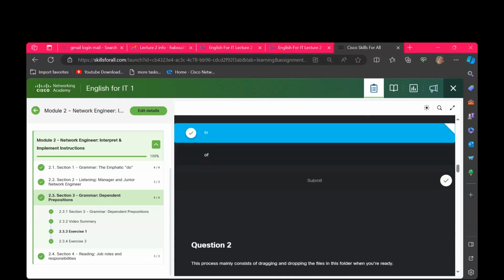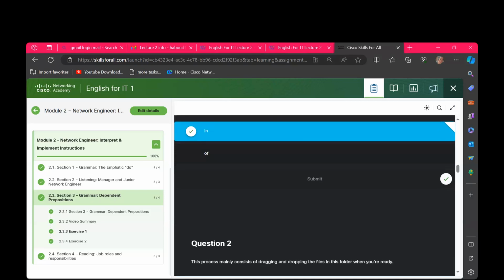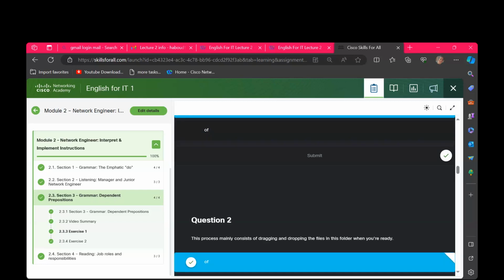Question number two. This process mainly consists of dragging and dropping the files. Dragging سحب الملفات and dropping it in this folder when you're ready. أقرأ تاني. The process mainly consists of dragging and dropping the files in this folder when you're ready. ها سمعنا سألتها صح واحنا عارفينها وبنسمعها كتير جدا. برافو عليك. Consists of يتكون من.